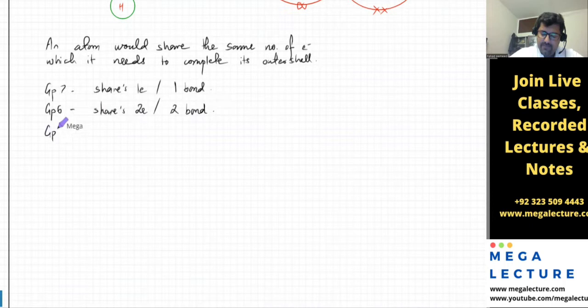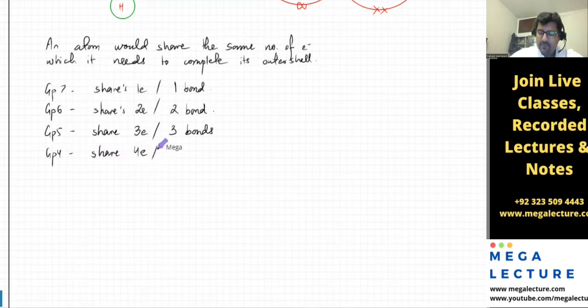Then you have group 5. They have 5 electrons, they need 3 electrons, so they're going to share a total of 3 electrons, and they're going to form 3 bonds. And then finally, you've got group 4. They need 4 electrons, so they're going to share 4 electrons, and they're going to make 4 bonds. And now, hydrogen is not in any group, so we can write it as an exception. Hydrogen only has 1 electron, so it shares just 1 electron.